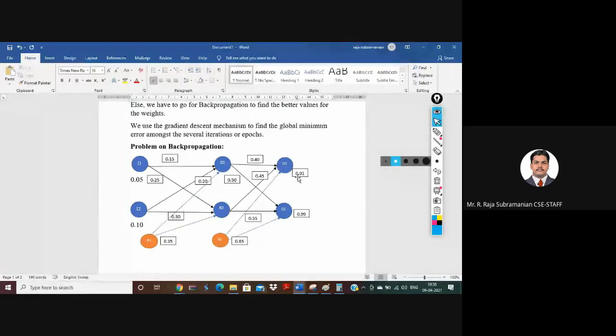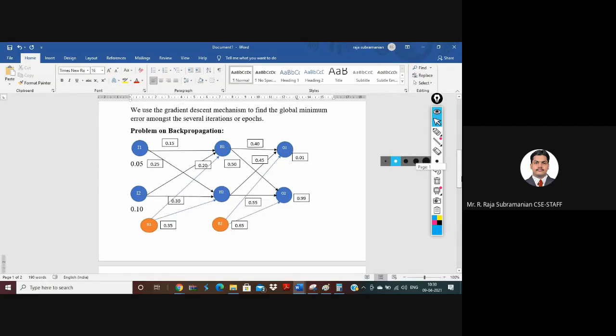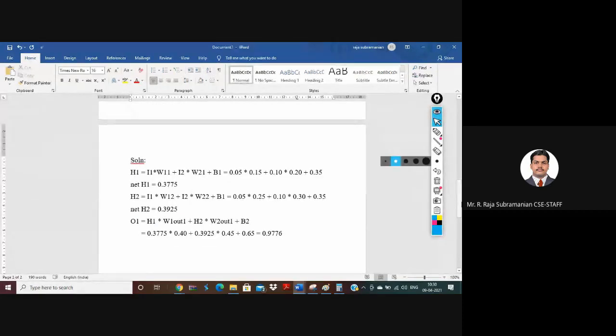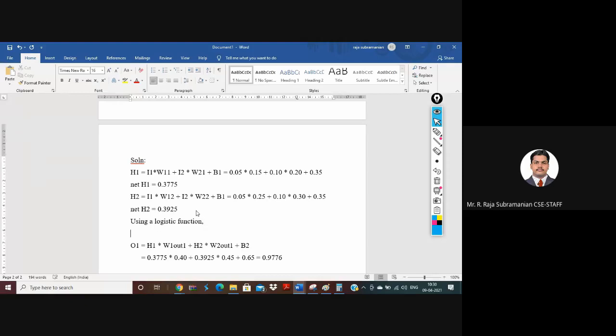Why? Because this H1 value will not range from 0 to 1 alone. H1 and H2 may also go greater than 1. So I need to reduce them to a value between 0 and 1. So the activation I'll go for is the logistic activation function, that is the sigmoid function. Using the logistic function, let me reduce the range of H1 and H2.